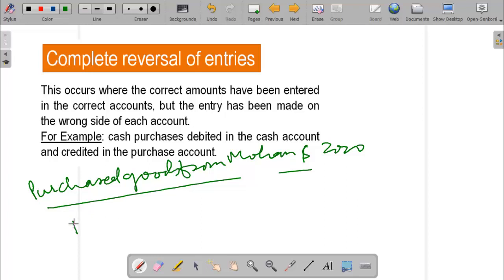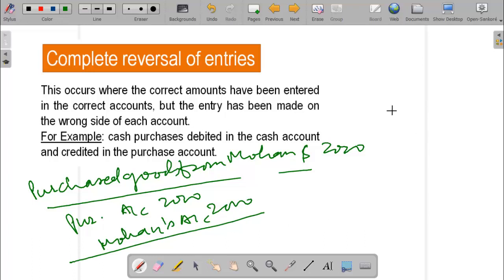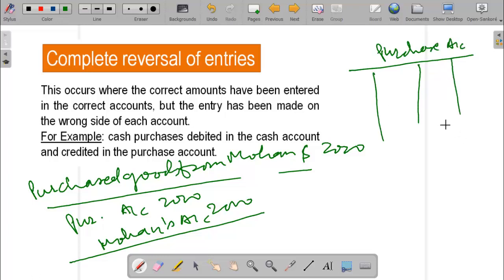We will pass this entry: purchase account debit 2,000 and Mohan's account credit. Isn't it? This is the entry. Now see in the ledger what I did. In the ledger, first I will open the purchase account. According to this entry, the purchase account should be debited, but instead of debiting, I made the posting on the wrong side. On the credit side I wrote 2,000 Mohan.